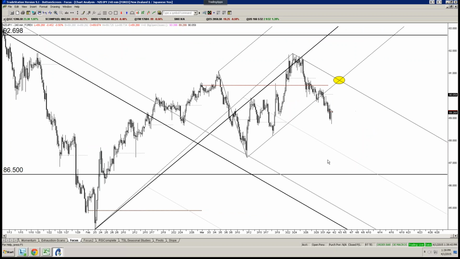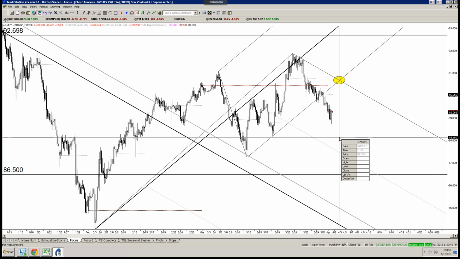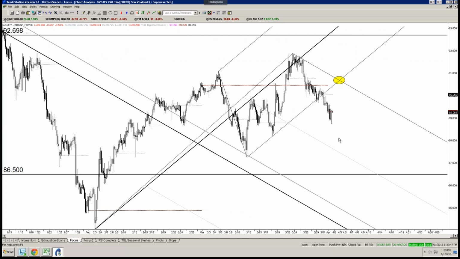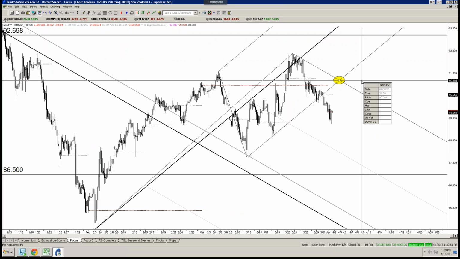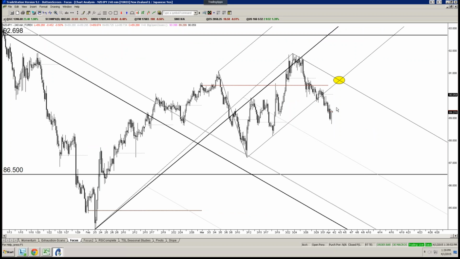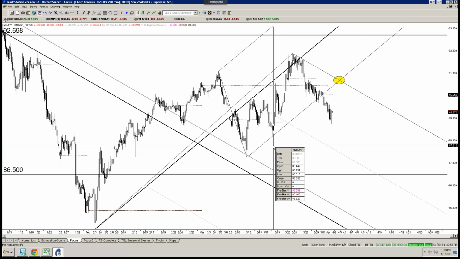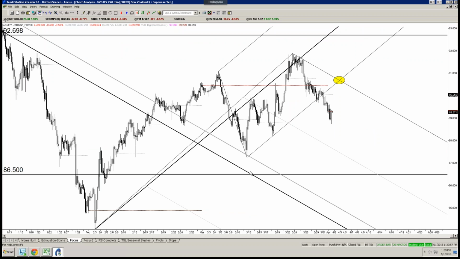You want to see the market rally and test resistance and hold it. We haven't had that yet. This is tomorrow night. So again, if we do get a pop in yen crosses, Kiwi yen will be one to watch for resistance after tomorrow.